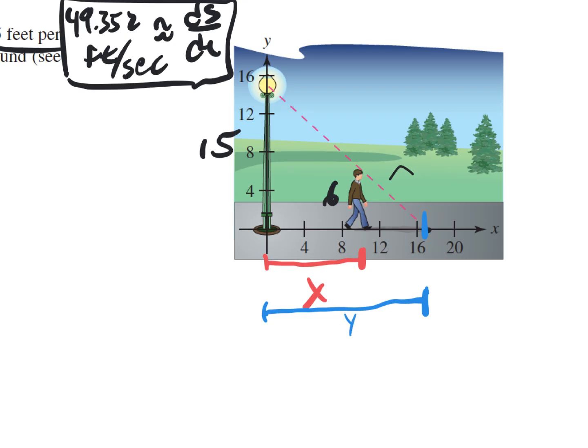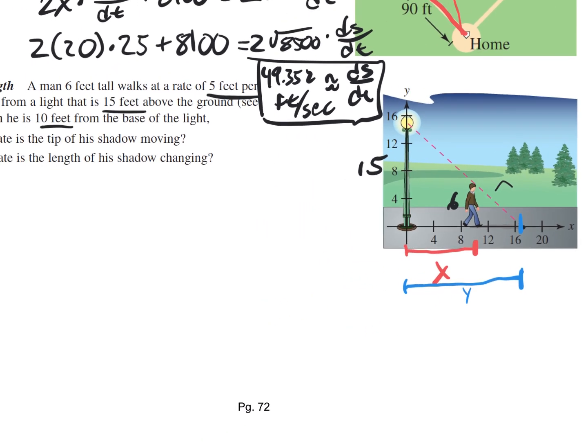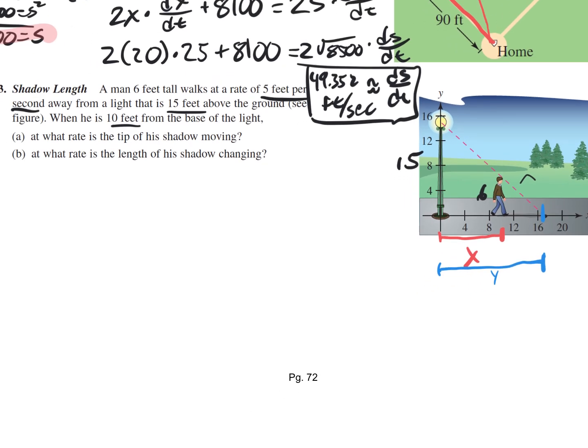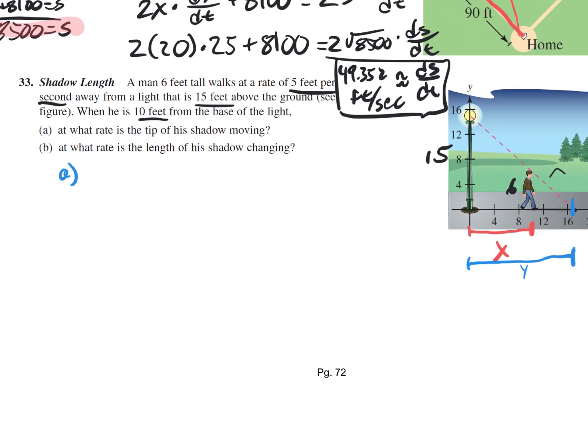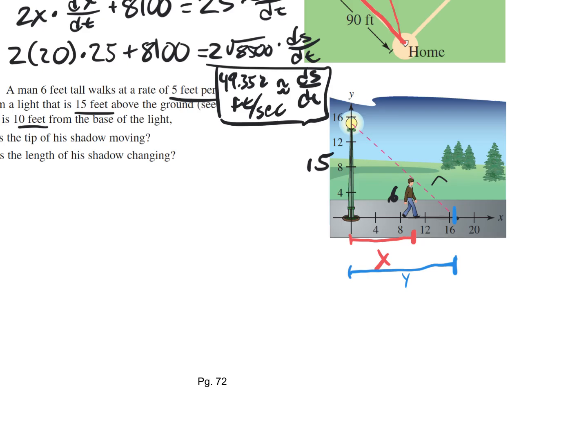All right, so let's call that y there. All right. So for part A here, we have these two situations here. Now what's going on is we've got a triangle down here, and we've got this big triangle. What do you notice about these two triangles?